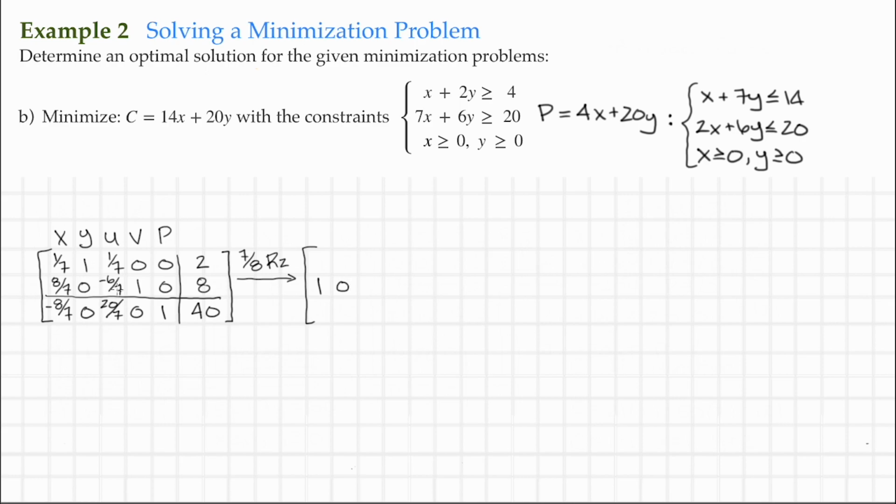Negative 6/7 times 7/8 is negative 3/4. 1 times 7/8, that's 7/8. 0 and 0. Bring down our vertical bar. 8 times 7/8 is 7. Close off our bracket and fill in the rest.